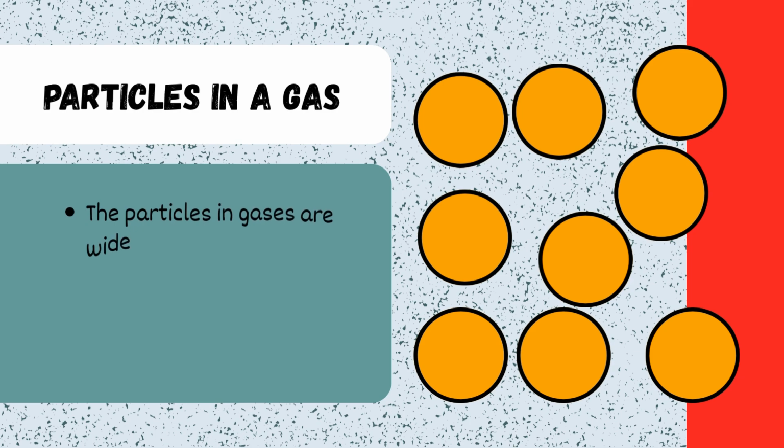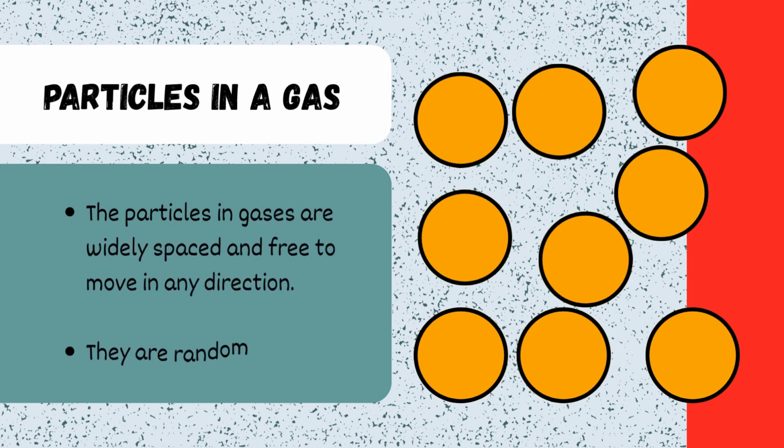Here is an image shown on the screen. You can see the spaces between the gas molecules, their arrangement, and the spaces among them. The particles in gases are widely spaced and free to move in any direction, and they are randomly arranged. They are not arranged in a proper way.